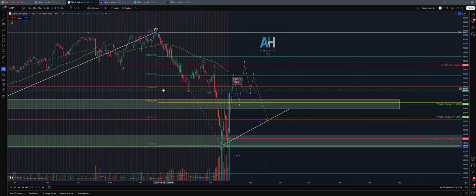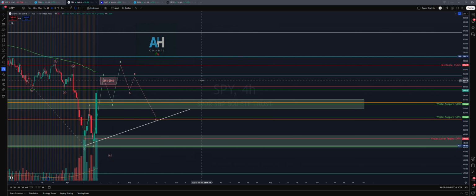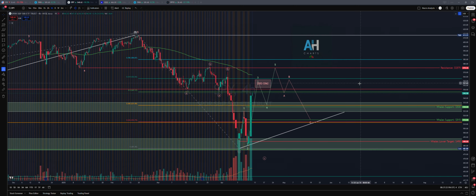That's what I have so far for SPY. This is the sequence I'm going with for tomorrow.